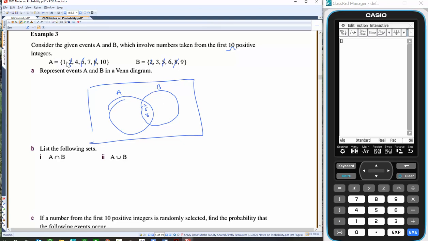All right, in A only, we've got 1, 7, and 10. In B only, we've got 3, 6, and 9. And I take it that's it. Yeah? Well, maybe not. 3 elements, 3 elements, 3 elements. We've got 9 elements in total, and the first 10 positive integers are 1, 2, 3, 4, 5, 6, 7, 8, 9, 10. Okay, so we're missing 1.